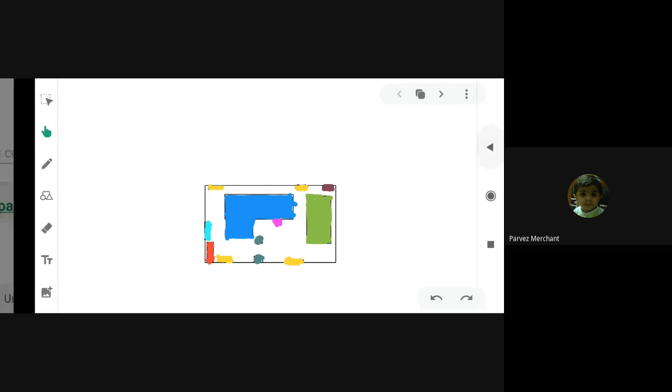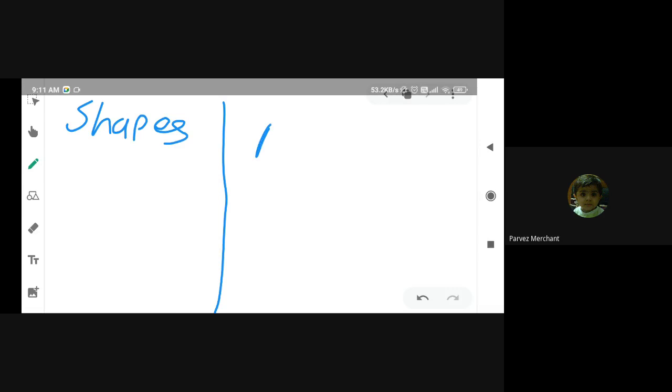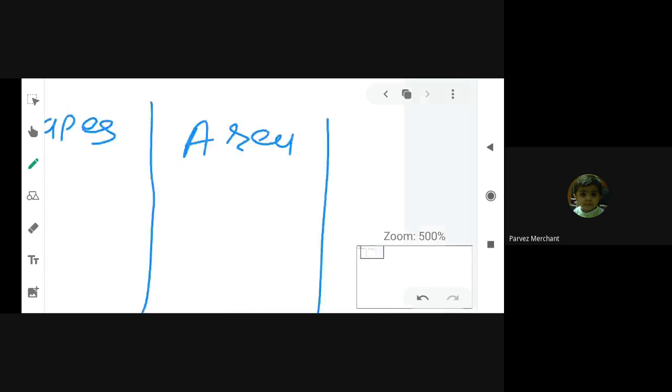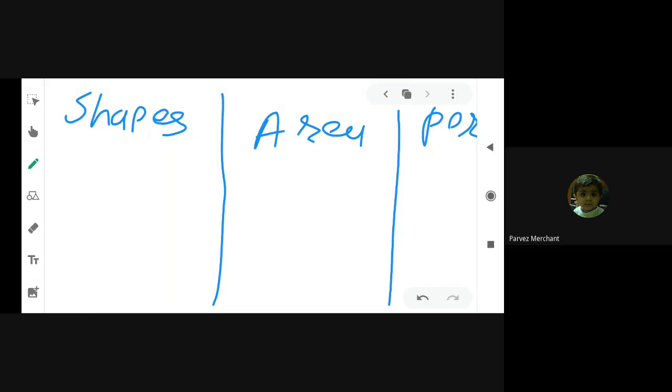Okay, so please see here. Now I am giving you some formulas regarding finding the area and the perimeter. Your first thing: shapes, area and perimeter. Okay, the first shape is square. Now, what is the area of a square?